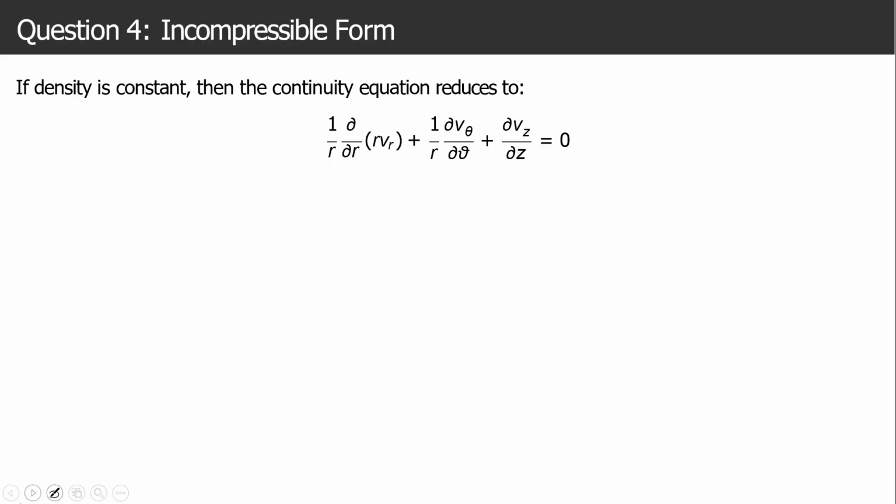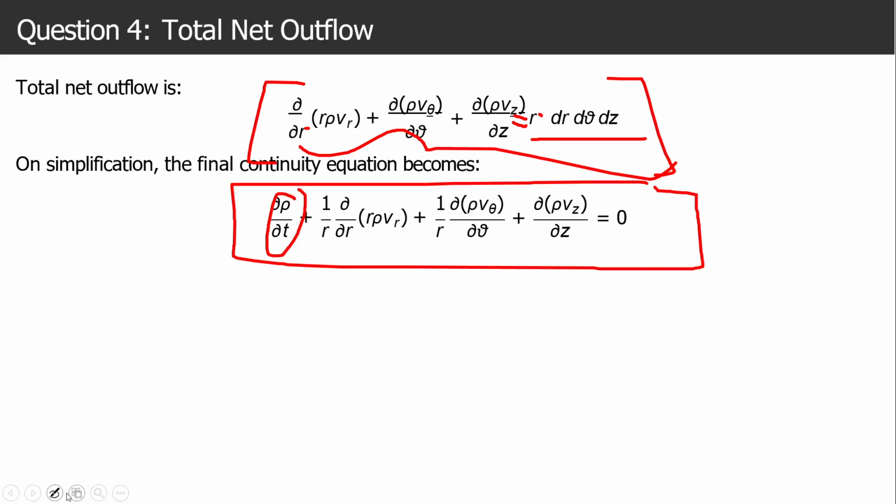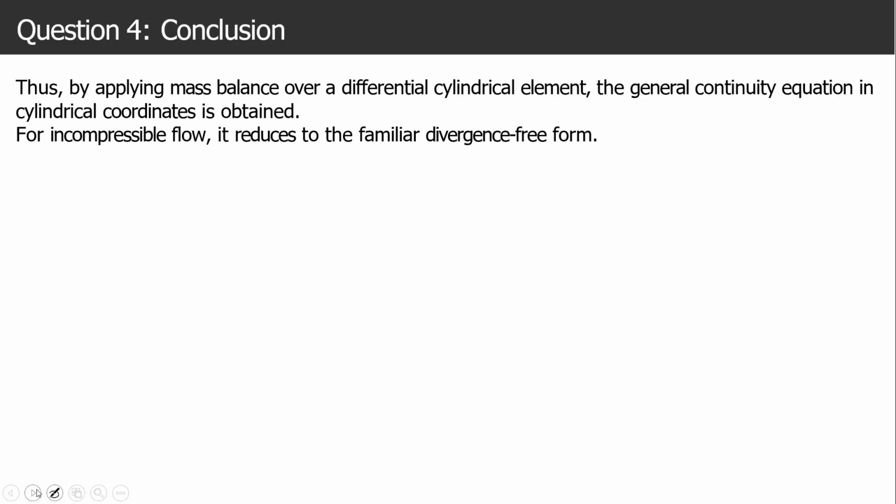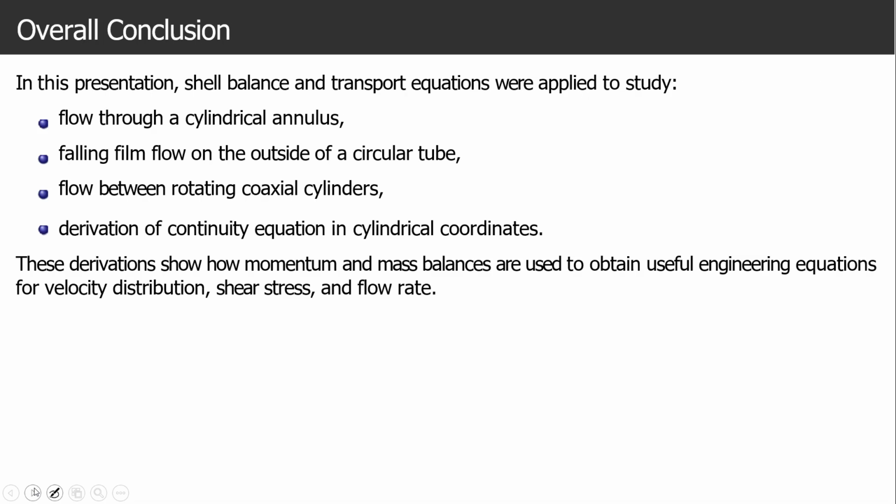If density is constant, then ∂rho/∂t will be 0. And as we can see, density we take as constant, we can take it out and divide the whole term by density. So for constant density, this will be our final continuity equation for the cylindrical coordinate system. So yes, this was nothing but the mass balance for a differential cylindrical element, and its continuation for incompressible flow as ∂rho/∂t is 0.